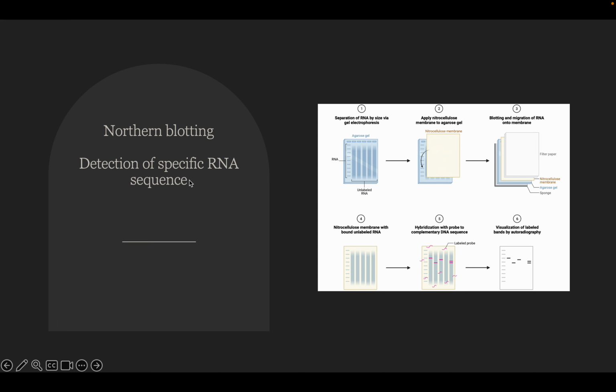So this technique is used to detect specific RNA molecules. It's the same as for DNA, but the only difference is you separate RNA. One thing: DNA is very stable and will not degrade as fast as RNA. So for RNA, you have to be very careful when isolating, and it's also very prone to degradation and contamination.